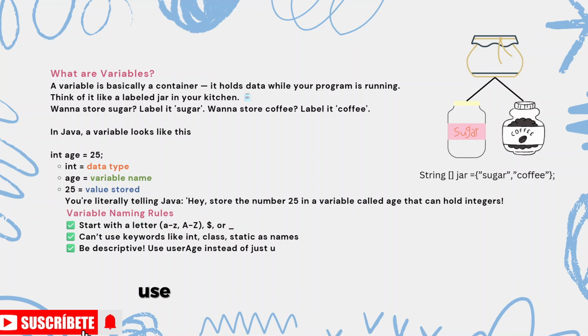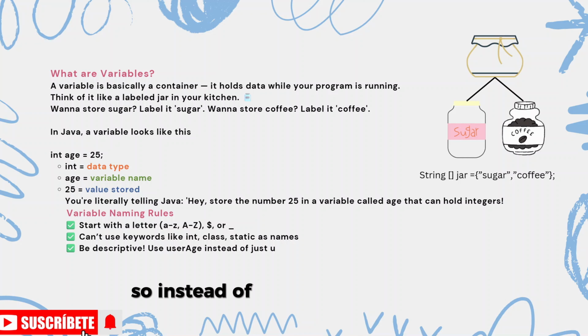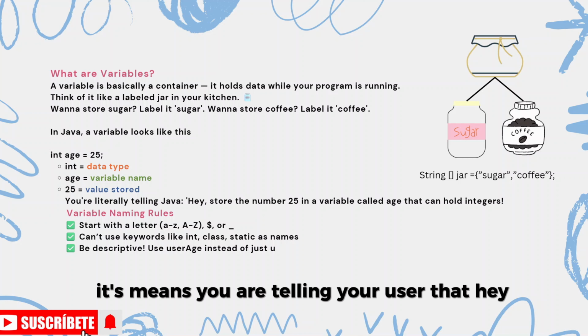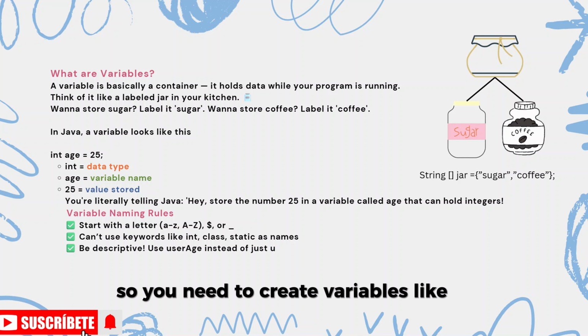Be descriptive: use user age instead of just a single letter. For example, you have written int age equals 25. Instead of writing int a equals 25, you write int age equals 25, so it is descriptive. It tells your user that this is the age you will be giving, not any random value. So you need to create variables like this.